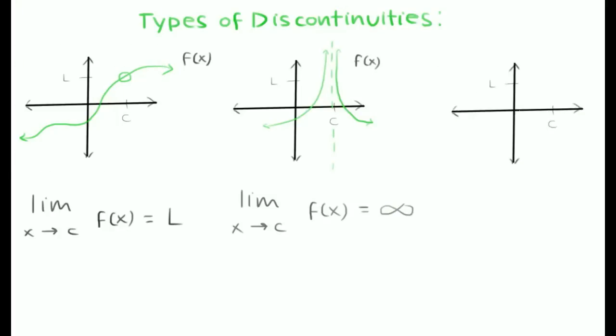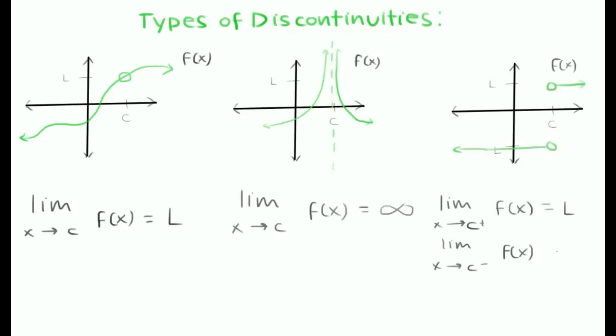So we have another graph over here. Let's say down here is negative L, and there are two holes in the graph. This is a jump discontinuity. So if we look at the limit of f of x as x approaches c from the right-hand side, the limit is positive L. If we look at the limit of f of x as x approaches c from the left-hand side, the limit is negative L. So therefore, the limit of f of x as x approaches c does not exist.